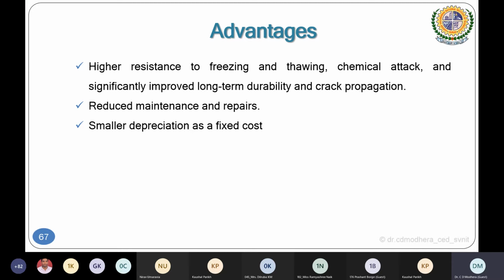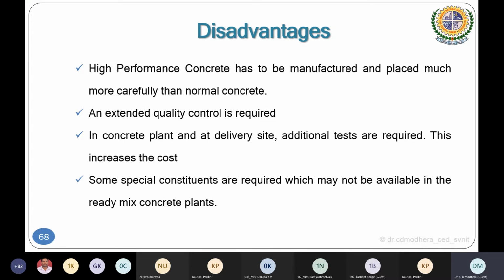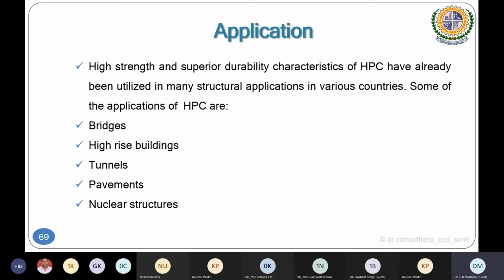And smaller depreciation, fixed cost, that is also written, but disadvantages are always there. High performance concrete means powder content is more, cement content you always have to keep more. It must be manufactured and placed much more carefully than normal. That is one thing. Skill is required. Extended quality control is required in the concrete plant, and at the delivery site additional tests are required. These increase the cost. Some special constituents are required which may not be available in ready mix concrete. I think these are just written for the sake of advantages and disadvantages.